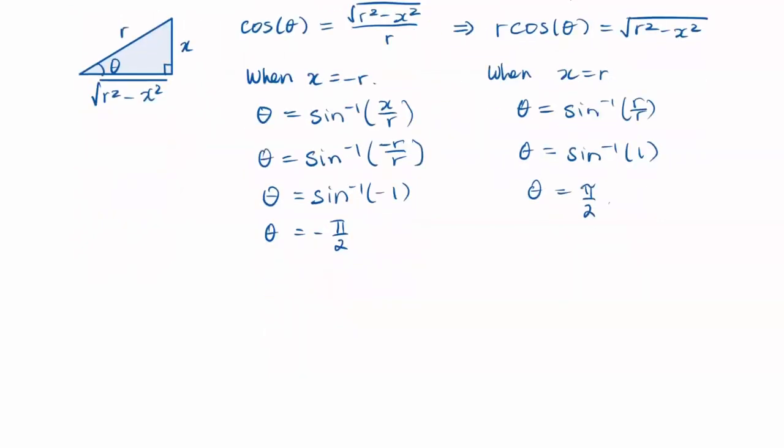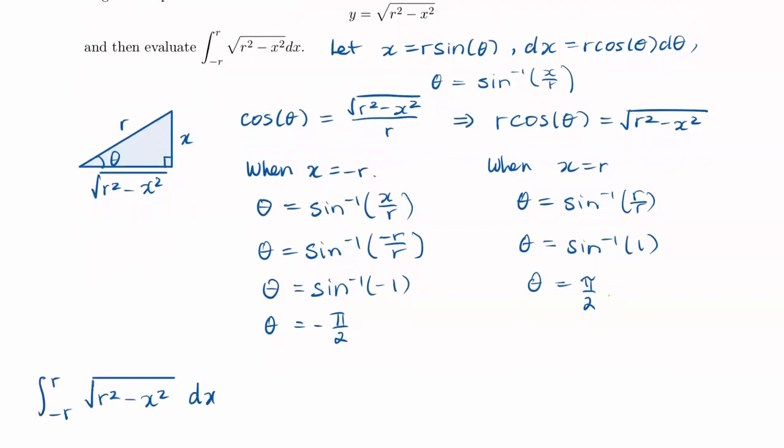All right, so going back down here, we had the integral from negative r to r of the square root of r squared minus x squared dx. We found that r cos theta was going to be the square root of r squared minus x squared. So that's going to be this part here. We found that the bounds were going to be the lower bound negative pi over 2, and then theta being pi over 2 being the upper bound. And then we also found that dx here was going to be r cos theta d theta. So this is going to go here. All right. So let's put everything in.